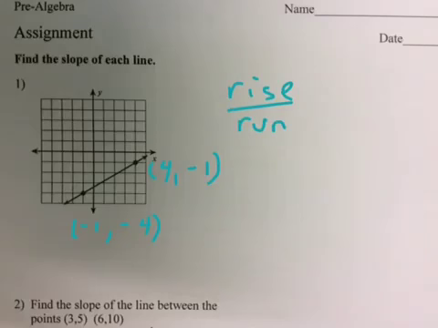So when I'm finding the slope of this line, I need to know how much I went up or down and how much I went left or right. So in this case, I went up 3 and I went to the right 5.